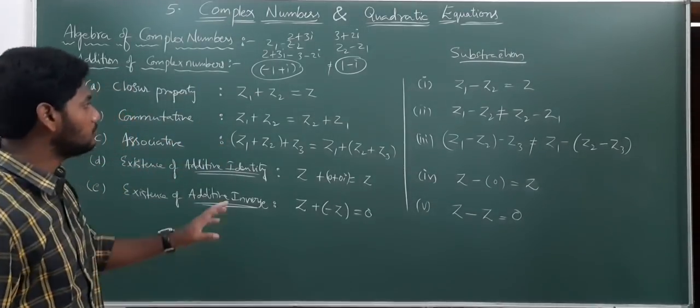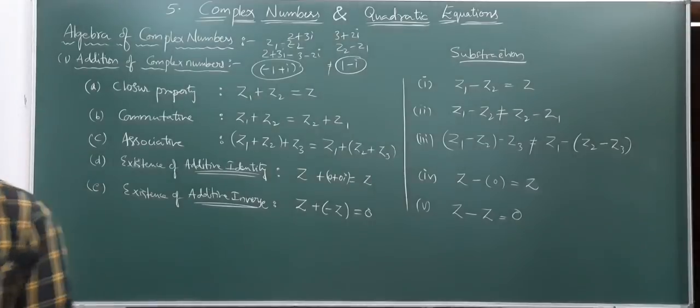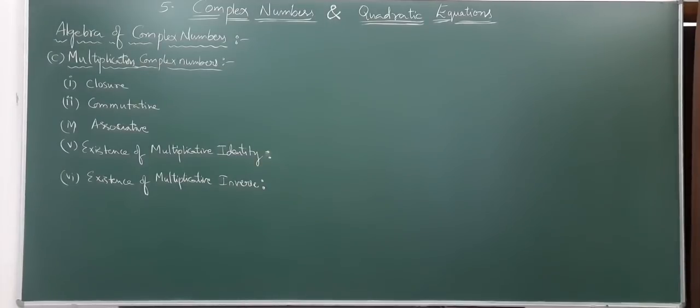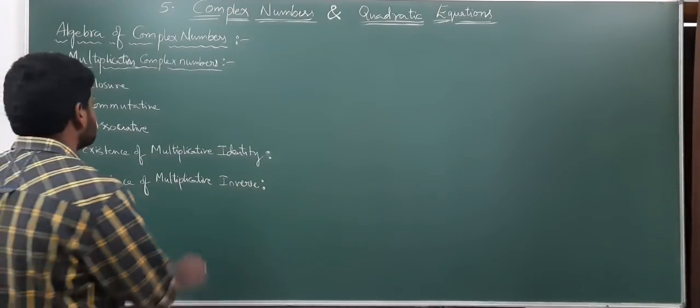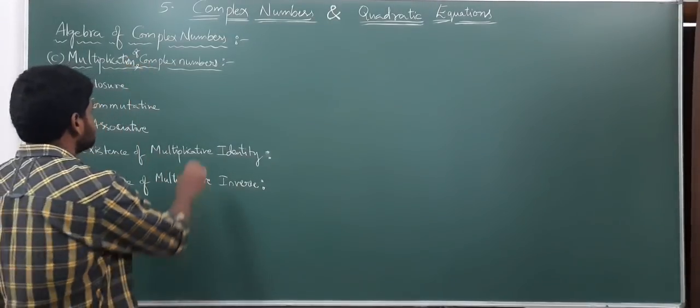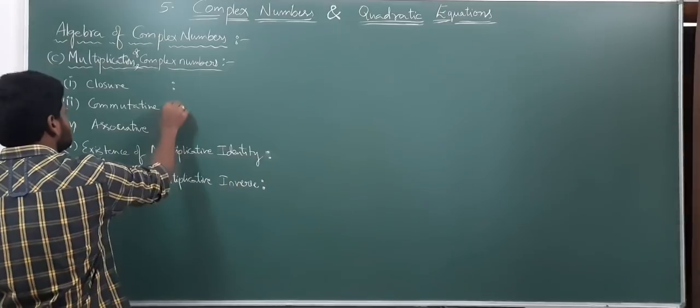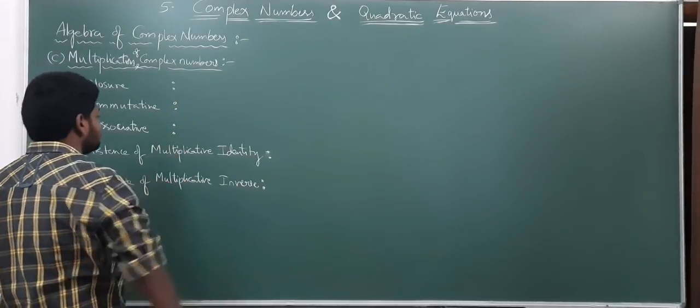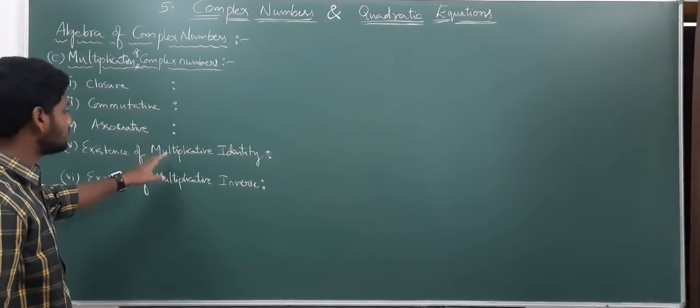Next we will discuss multiplication. Pause the video and note it down. Now, properties of multiplication of complex numbers. Those properties are closure property, commutative, associative, existence of multiplicative identity, and multiplicative inverse.